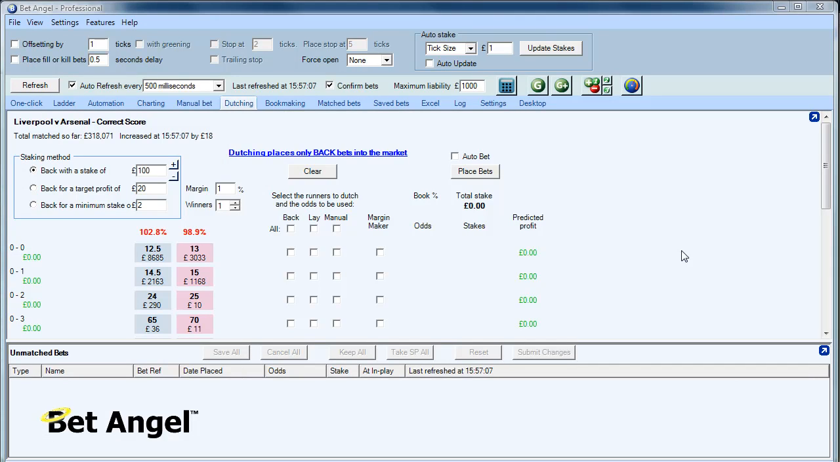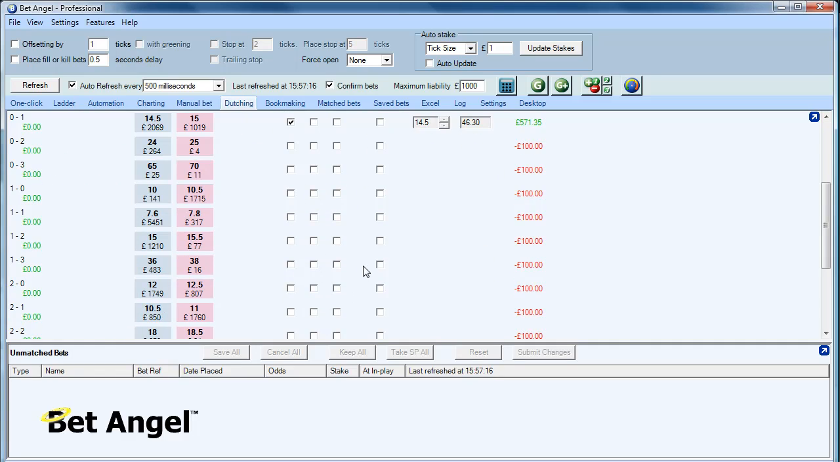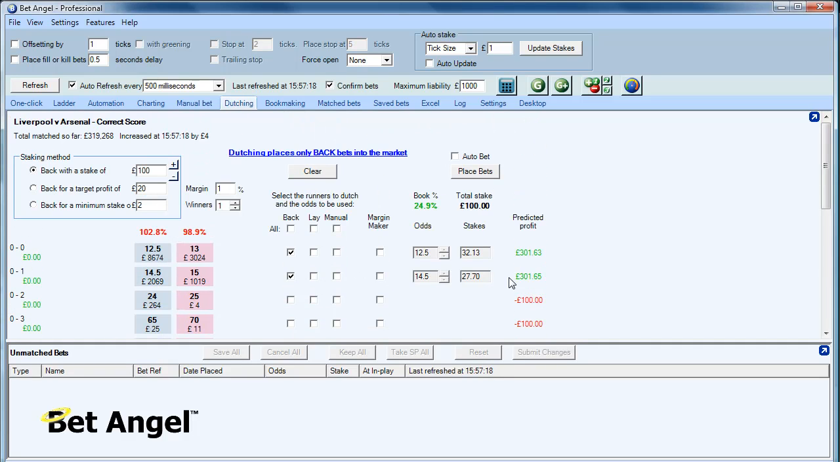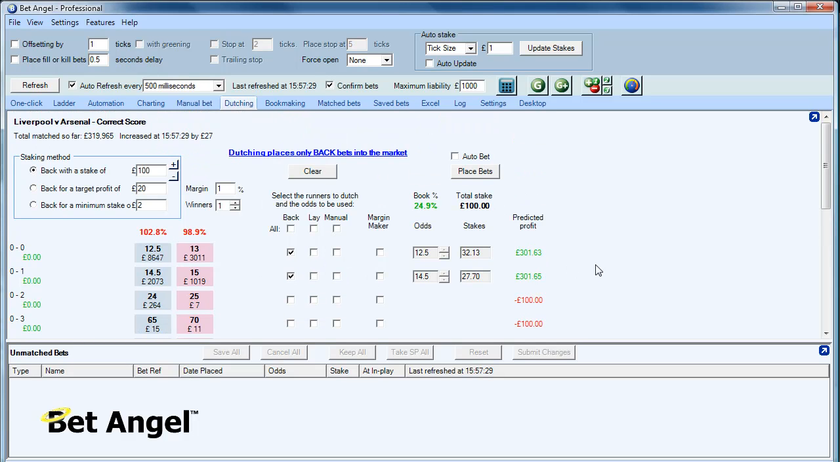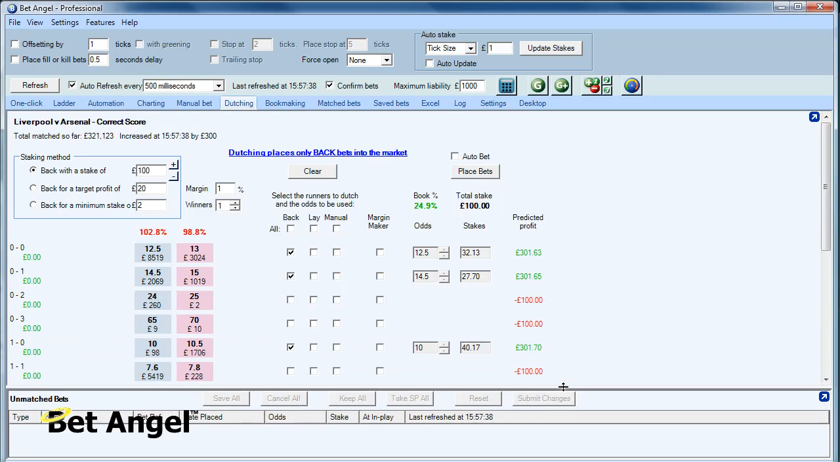So now I've switched to BetAngel. We're looking at the Dutching screen. I've put in here back with a stake of 100. What I'm going to do is back 0-0, 0-1 and 1-0. And you can see here basically we could win £300 if the match ends up 0-0, 0-1 or 1-0, but we're not necessarily looking for that on this particular occasion. We're looking for something else, but we'll place that bet.